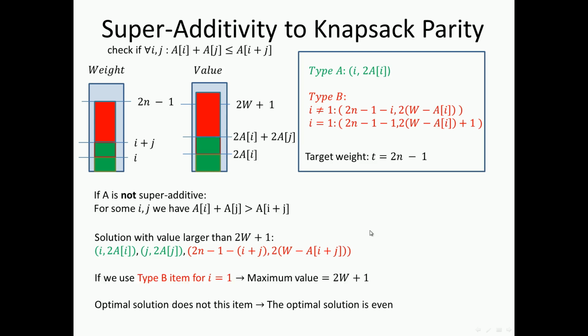And we know that if we use the type B item for i equals 1, then the maximum value is 2W plus 1, as we have shown before. Therefore, the optimal solution does not use the type B item for i equals 1. And we get that the optimal solution must be even, because this item is the only item that has an odd value.